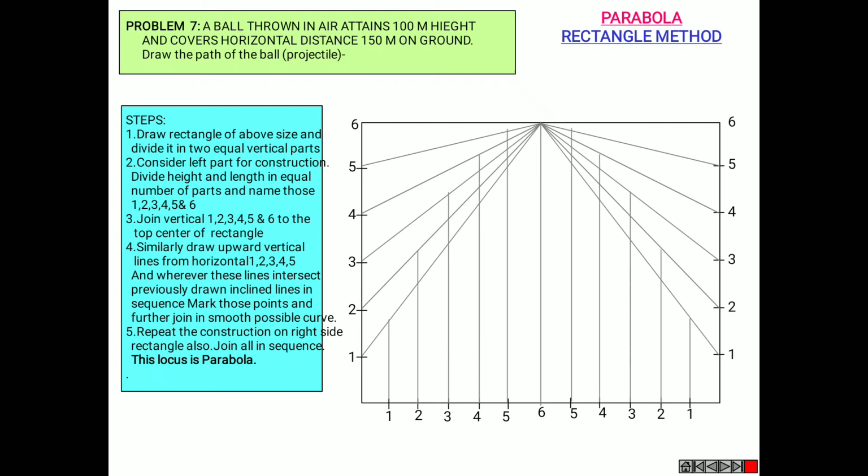Repeat the same procedure towards your right, and at the intersections you mark the points clearly. And join all these points smoothly in order to obtain your required parabola by using the rectangle method. Is this clear?